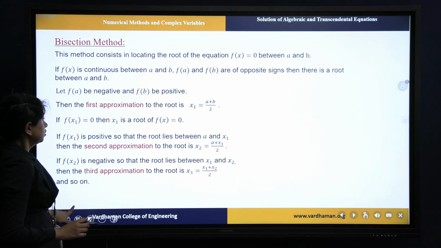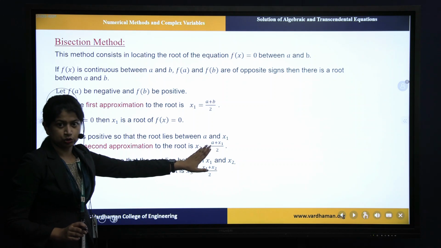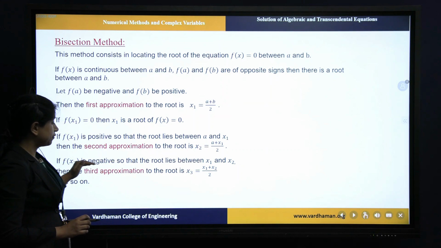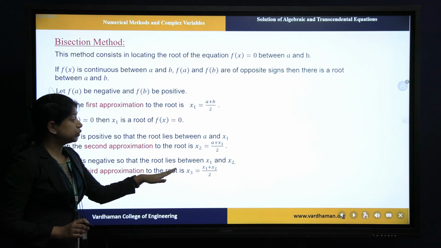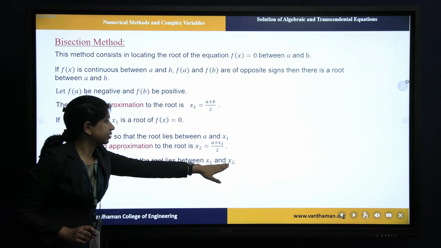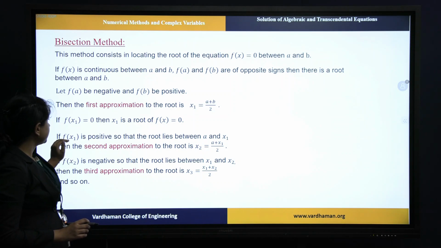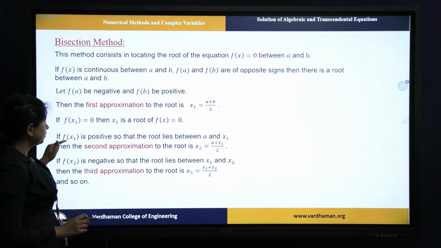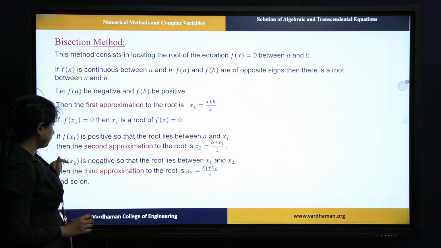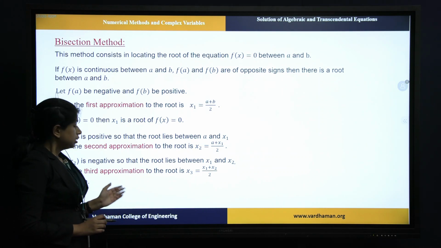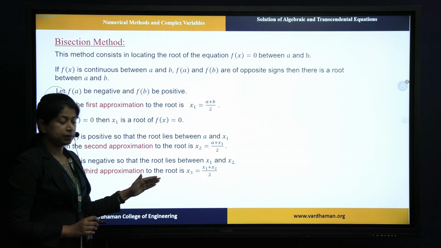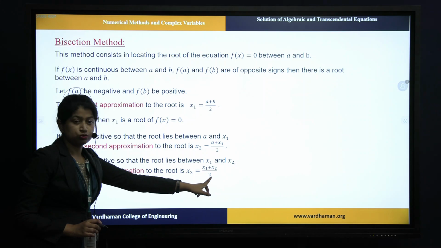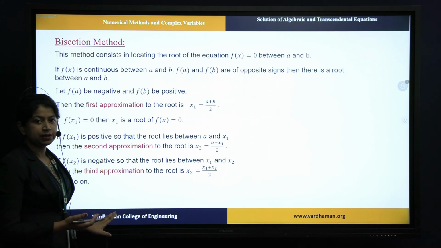Next, we check what f(x2) is. If f(x2) is negative, then the root will lie between x1 and x2, because we are considering f(x1) positive and f(x2) negative. So what will the third approximation be? The third approximation to the root will be the average of x1 and x2, that is (x1 + x2)/2, and so on. We will repeat the process.